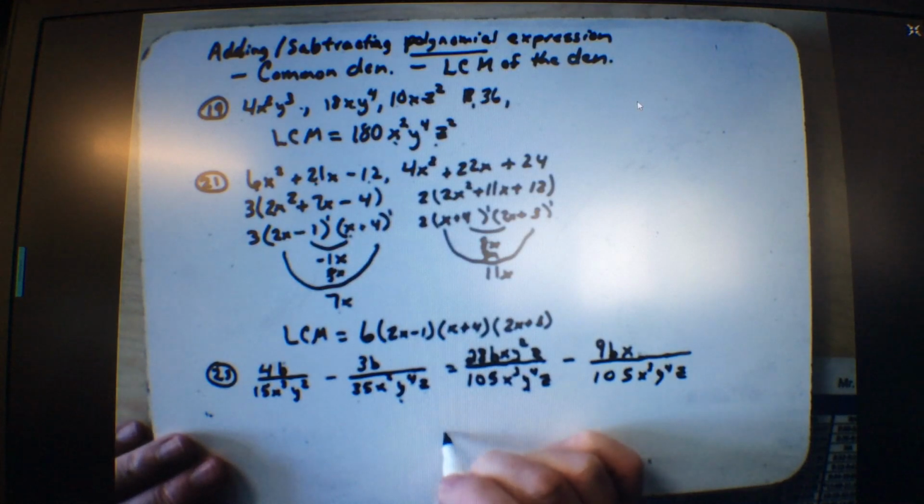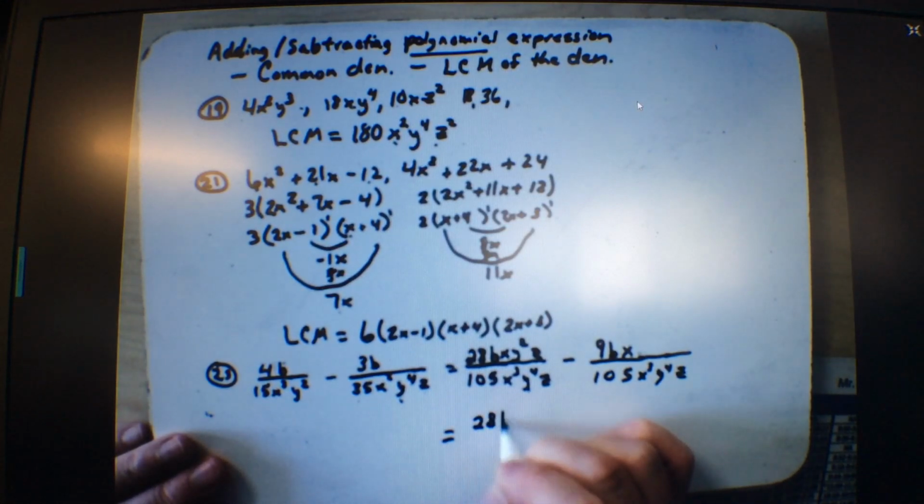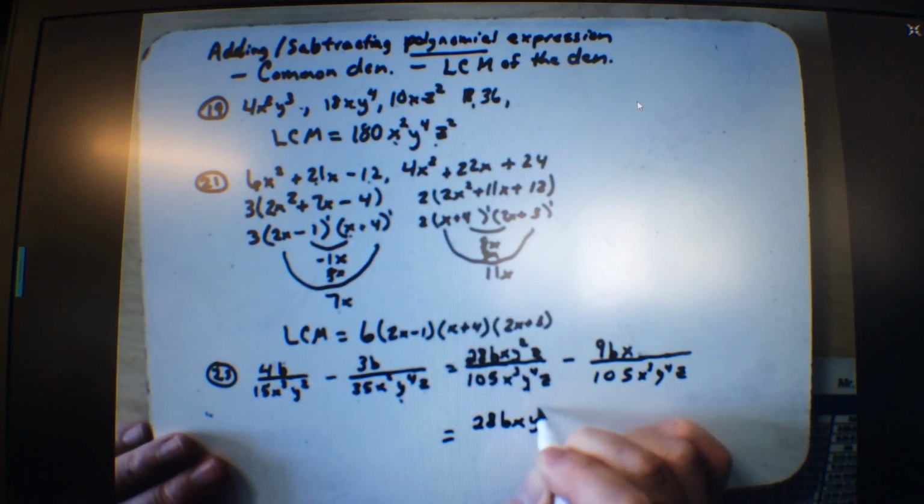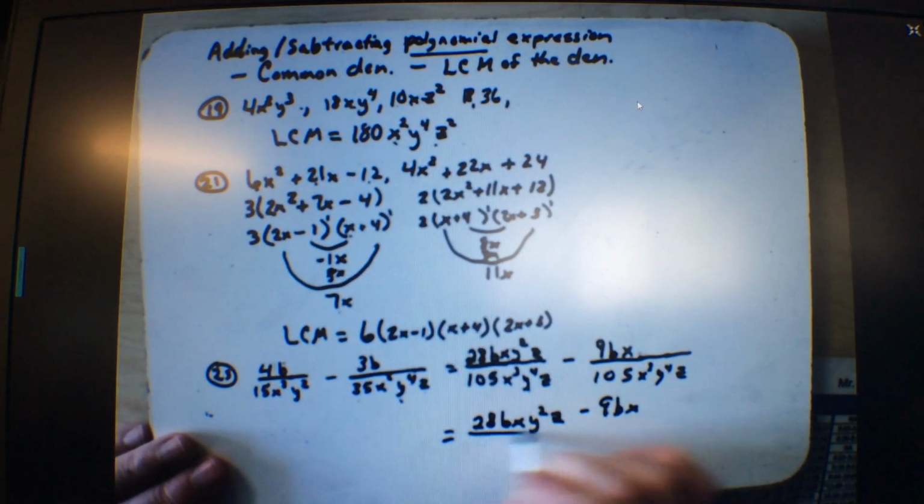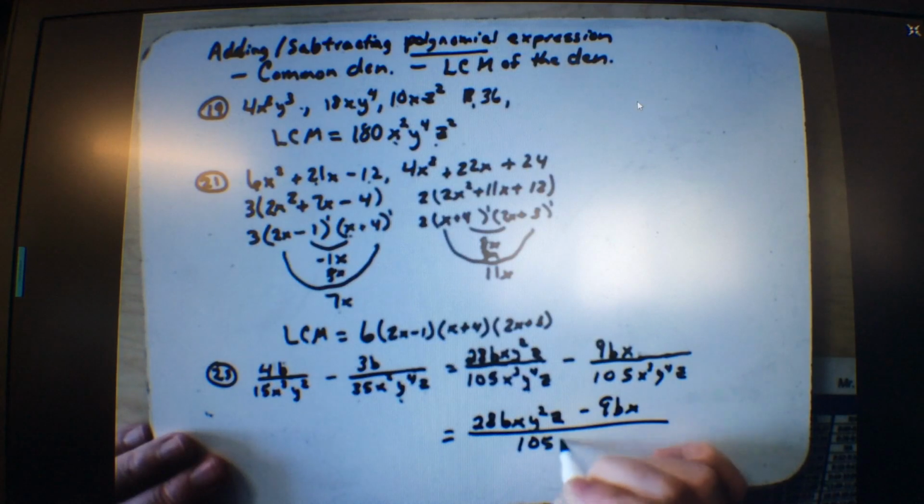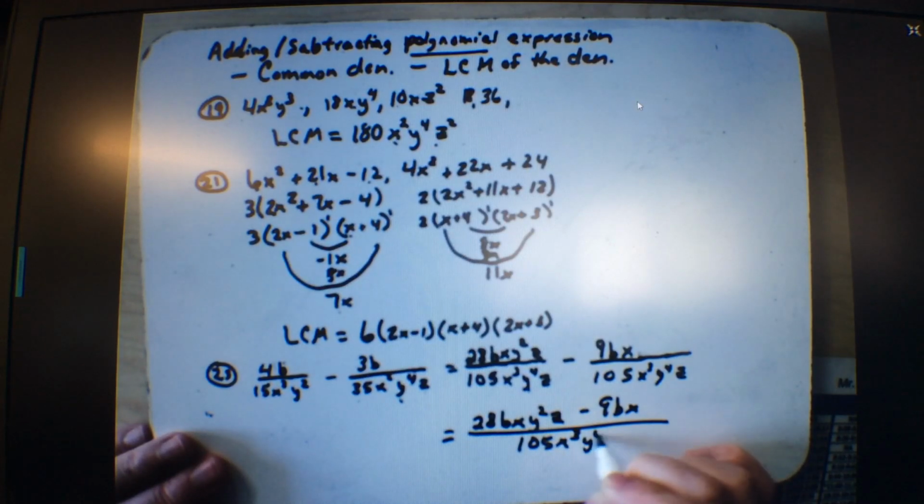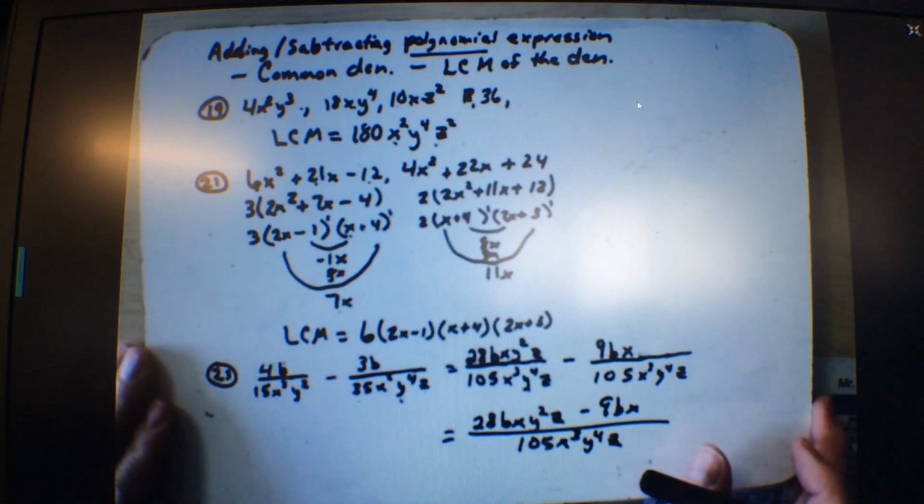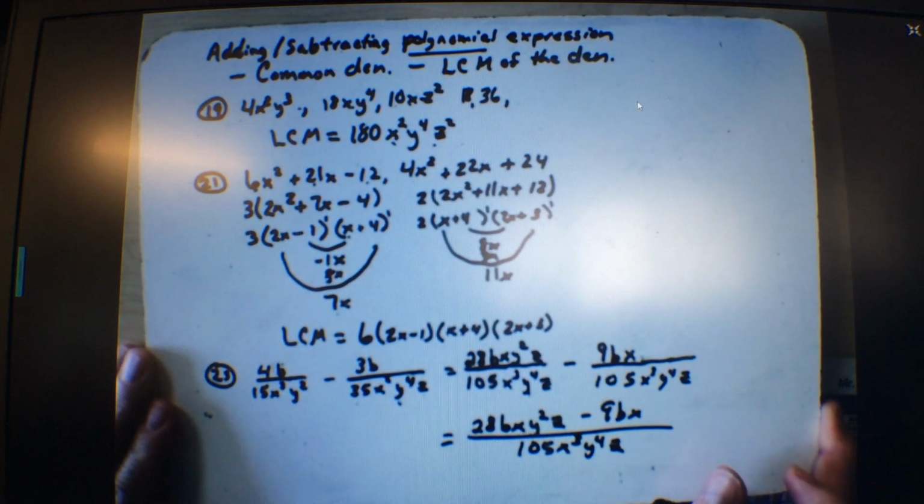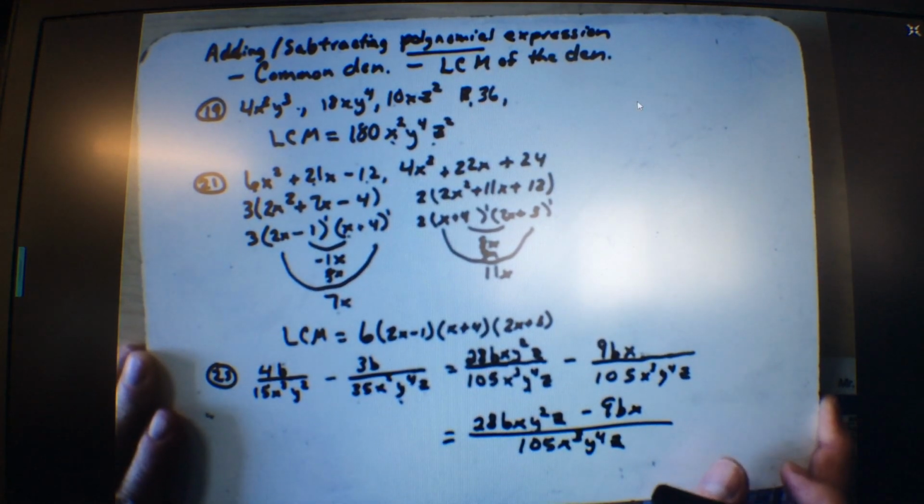So now I have to put them together. So I have 28bx y squared z minus 9bx, all over 105 x to the third y to the fourth z. Kind of strange, isn't it? Doesn't look pretty. Is that the end? That is the answer. Oh, nice. It cannot be simplified.